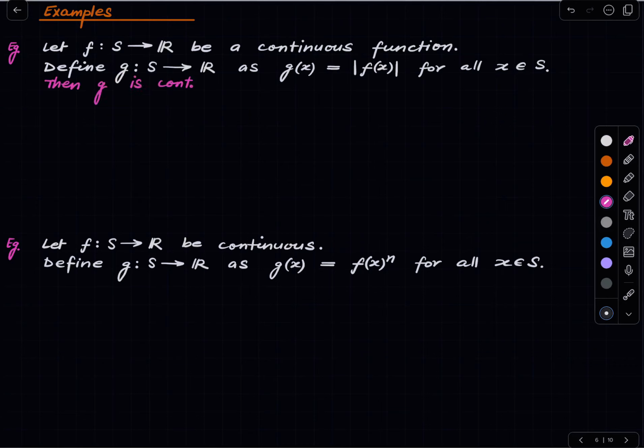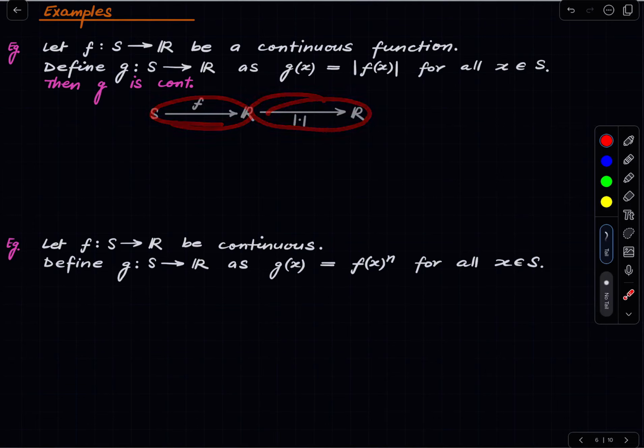And why is that? Just think of it as a composite. We have S going into all reals, and then we have the absolute value function, which we know is continuous. f is continuous by hypothesis. This is continuous because we have proven it previously. And this composite is precisely what g is. And therefore, g is continuous because it is the composite of two continuous functions.